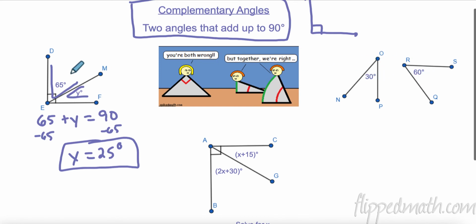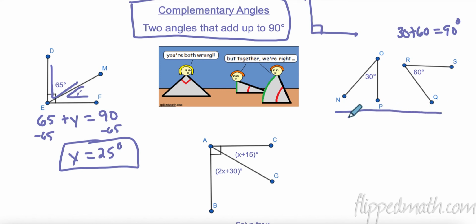All right, over here, let's see, are these complementary? Even though they don't form a right angle because they're not next to each other, are they complementary? Yes, 30 plus 60 is 90. So, in fact, these two are complementary. The reason I wanted to show you this is that they don't always look like they're right angles, okay?